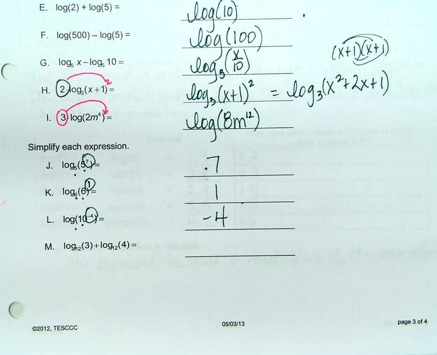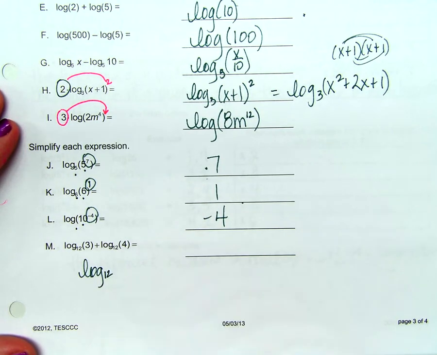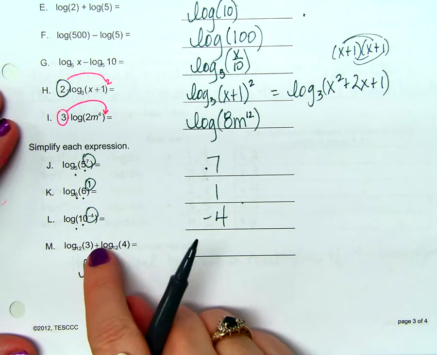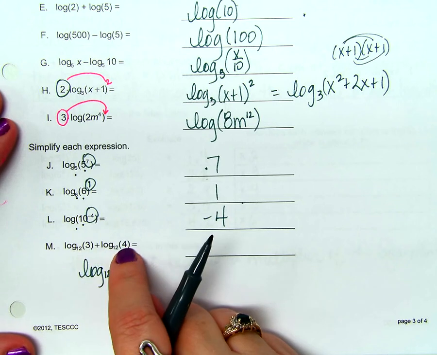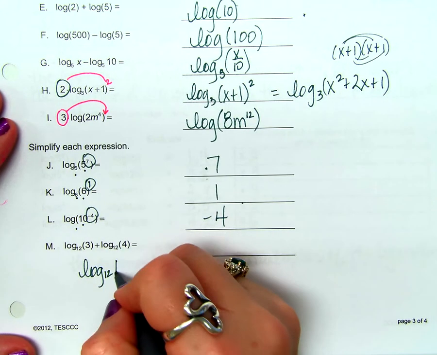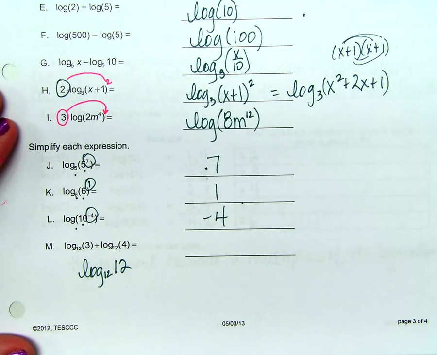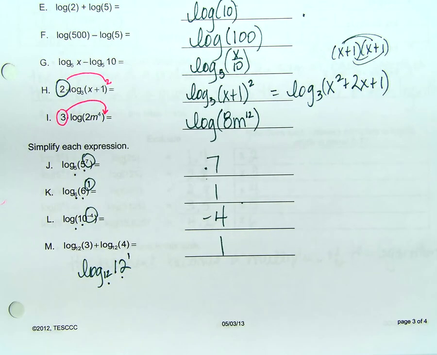We have to write it as a single expression first, don't we? So when we do that, we get log base 12 of, if I'm adding these two logs, what do I do with their arguments? Multiply. What's 3 times 4? And so 1, because the base and the argument are the same, the answer is the exponent.